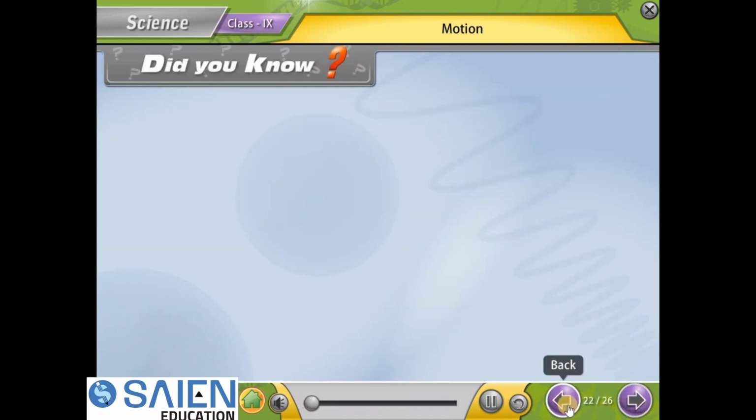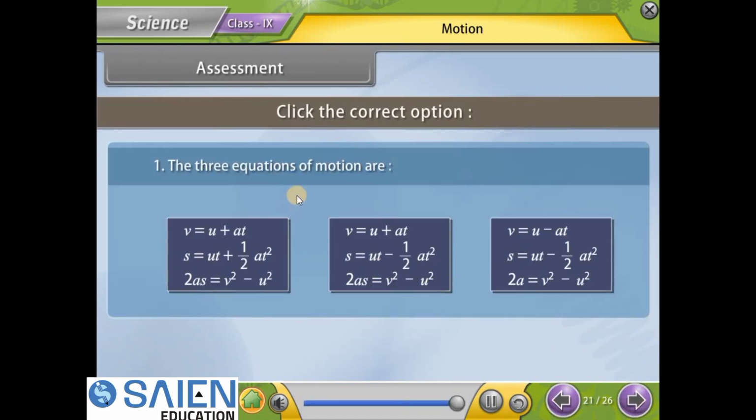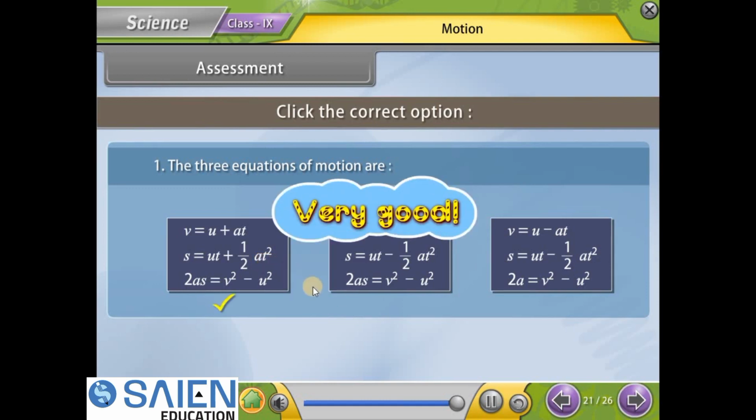Did you know? Assessment. Now time for an interactivity. Click the correct option. Very good.